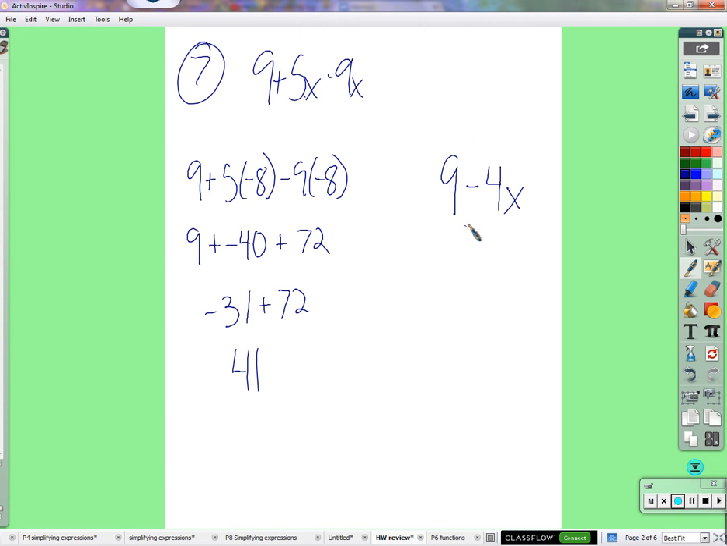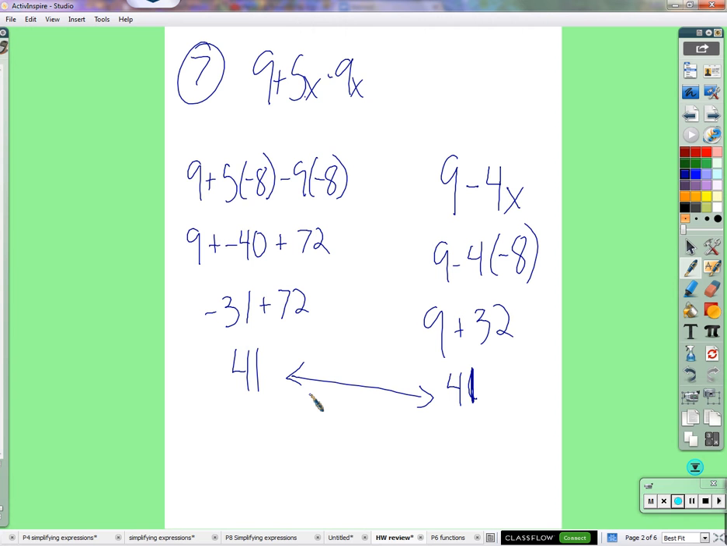Okay, now we're going to plug negative 8 into this simplified expression. 9 minus 4 times negative 8. What's negative 4 times negative 8? Positive 32. 32 plus 9? 41. Now look at that.